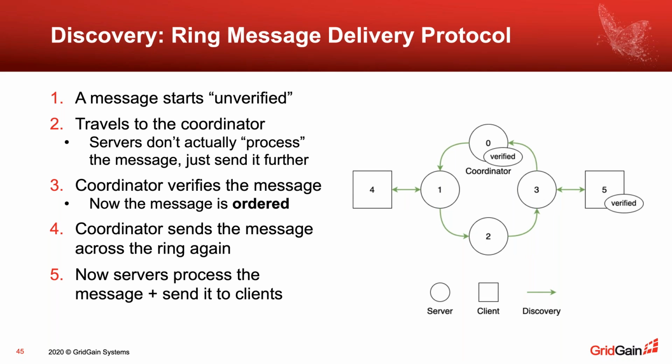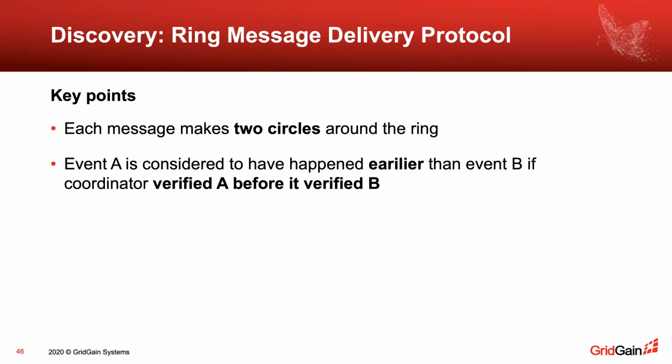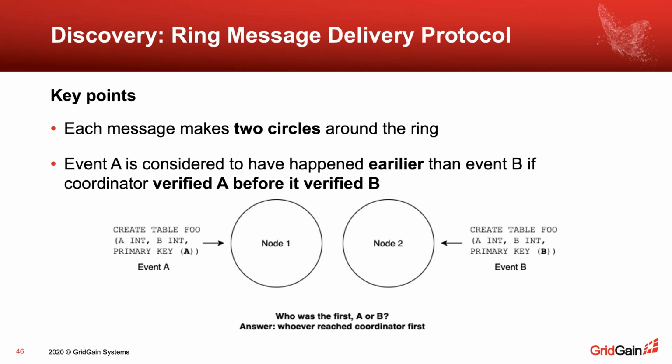Only when the coordinator receives the message does the message actually exist for the cluster. Before that, the message is not yet there. It is not registered for the cluster. But after it reaches the coordinator, the message is processed, and the event is considered to have actually happened. And why am I saying all these frankly very technical details?